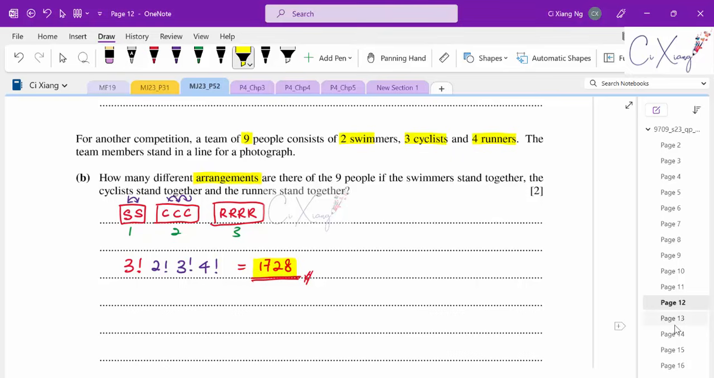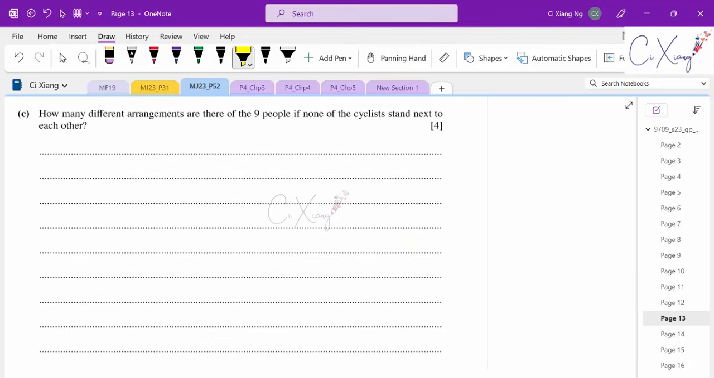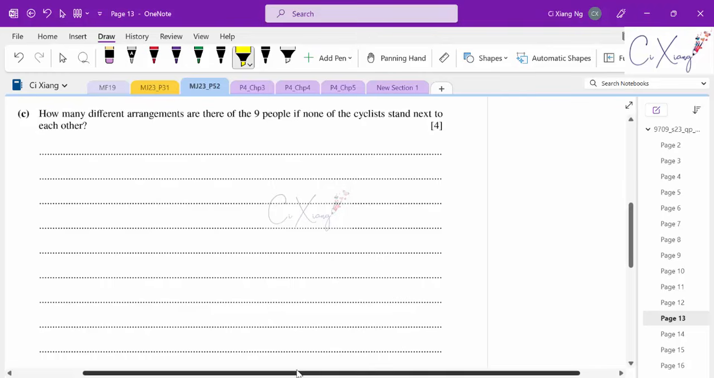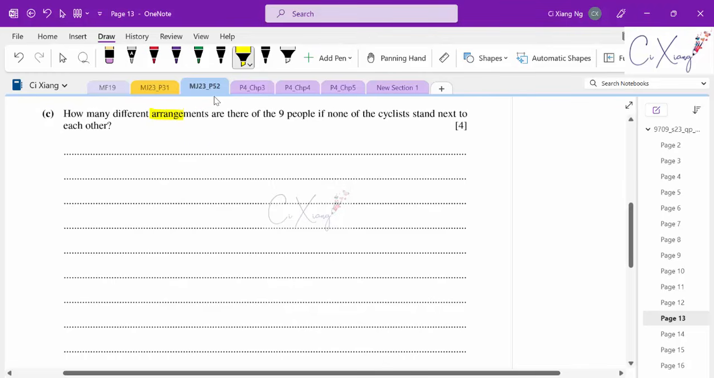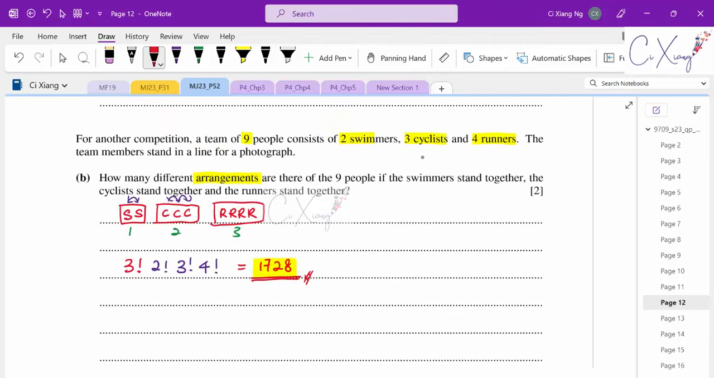Right. Then after that, we proceed to part C. How many arrangements are there for the 9 people if none of the cyclists stand next to each other? Highlight the keyword arrangement again. If we want to make sure that no cyclists stand next to each other, that means all the cyclists must be separated. How many cyclists do I have? I have 3, so these 3 persons must be separated.